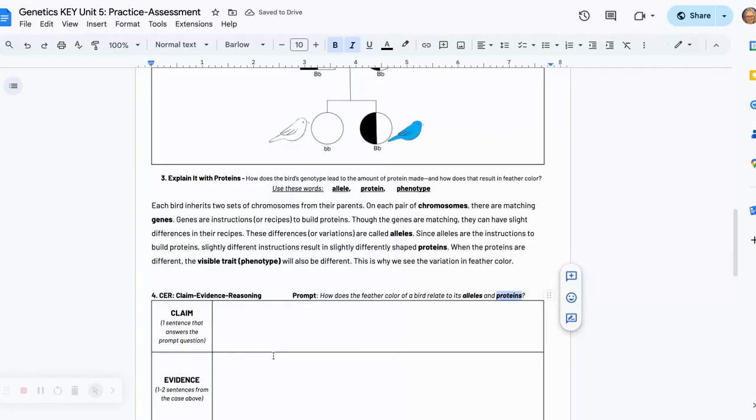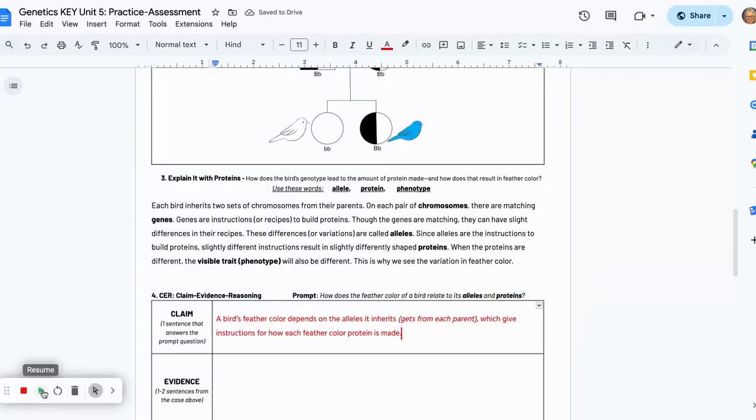So let's see if we can come up with a simple claim. For example, my claim could be: a bird's feather color depends on the alleles it inherits or gets from each parent, which give instructions for how each feather color protein is made.